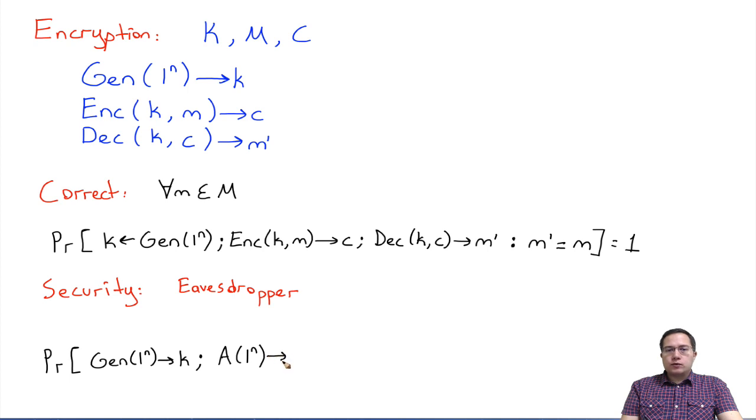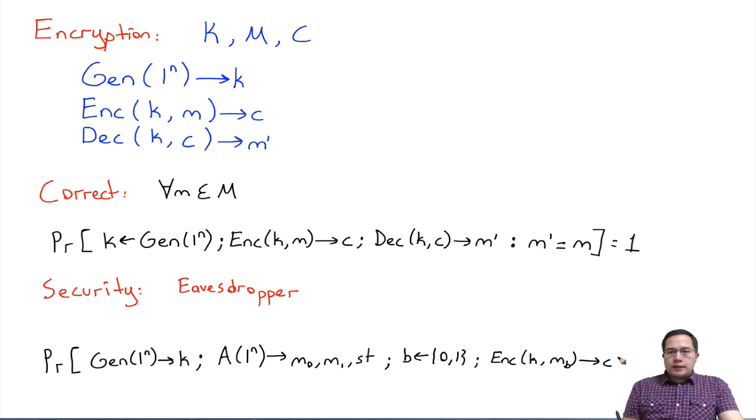And he is going to give us two messages. Let's call them M0 and M1. And I will allow the adversary to keep some state because it will need this later. Given these messages, we are going to pick a random bit that is either 0 or 1. Why are we going to use this random bit? We will encrypt, using the key that we generated, one of the messages, the b-th message, MB. And this is going to give us some ciphertext C.